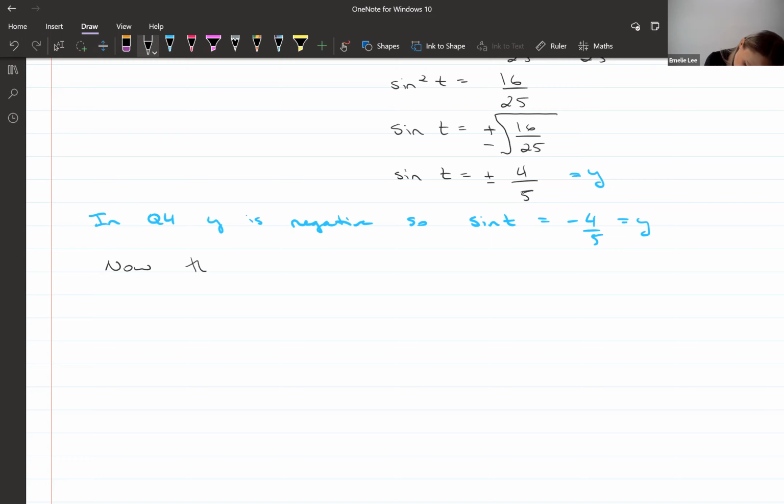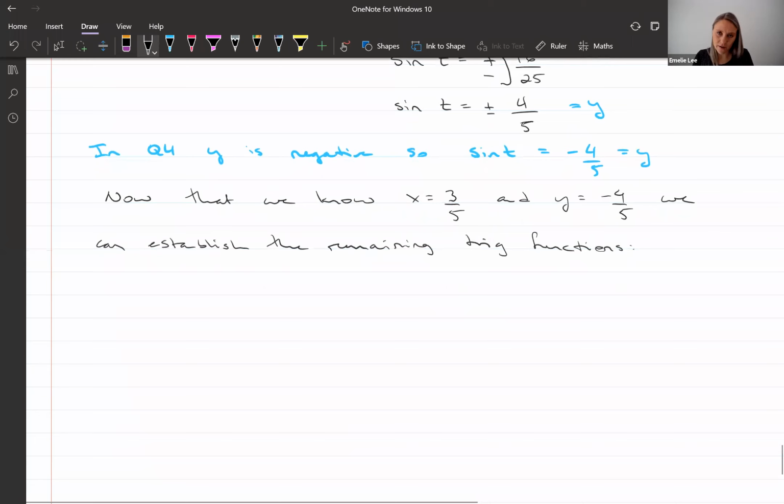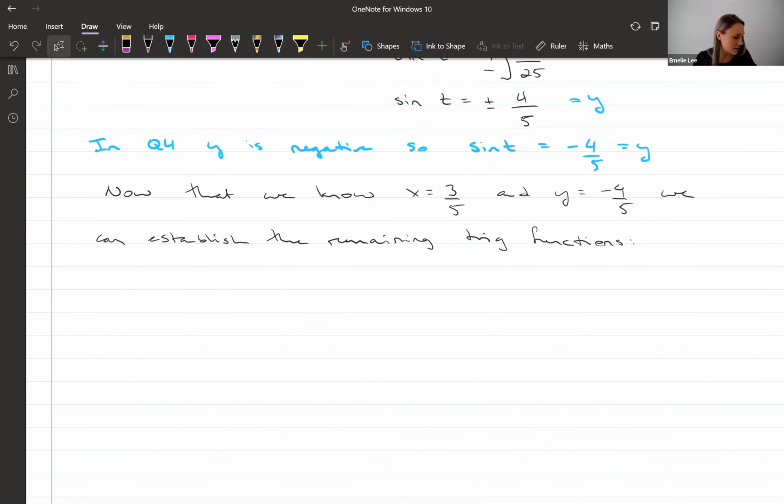we can establish the remaining trig functions. So now that we know x is 3 over 5 and y is negative 4 over 5, we can establish the remaining trig functions. And this is just the same thing that we did earlier today.